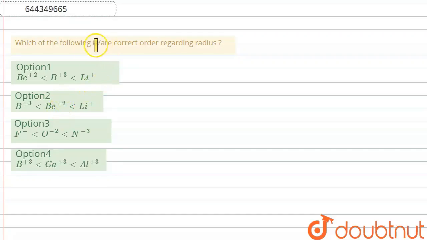Hello everyone, let's start the question. The question says: which of the following is/are correct regarding the radius? We have been given options, and in the options we have cations as well as anions arranged in an order, so we have to find out the correct order of their radii, right?